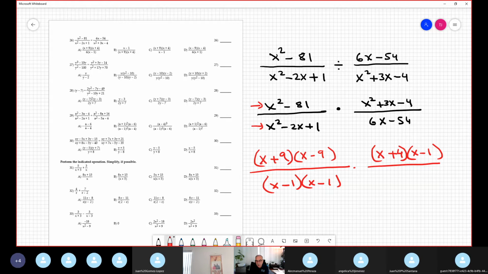Okay, and here is a binomial. But is there a common factor? Yes, 6 is a common factor, because 6 times 9 is 54. It's x minus 9. Good. Now x minus 9 cancels. X minus 1 cancels only one. Only one stays alive.